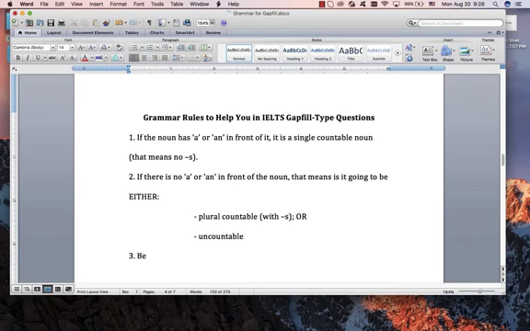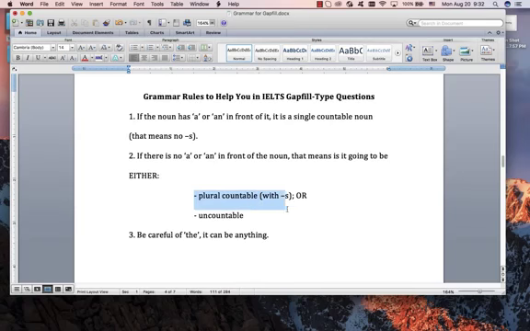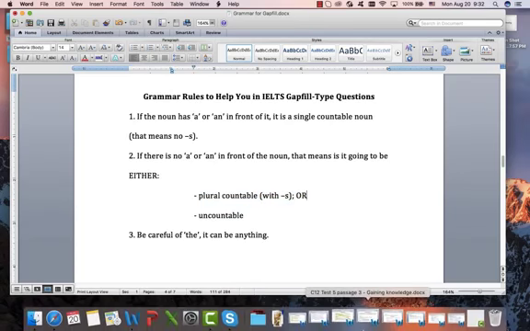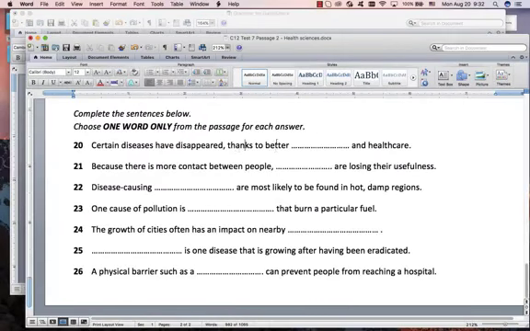Finally on this, I just want to say be careful of the. It can be anything. We can have the in front of plural, in front of single, in front of uncountable. So the does not give you any information. I'll just give you a quick couple of examples of this. Let's go to this. There is our adjective. We know we're looking for a noun over here. There is no a or an over here, so we know that this is either uncountable or plural. Another example is it has an impact on nearby what. There's no a or an over here, so we're looking for a noun which is either uncountable or plural.